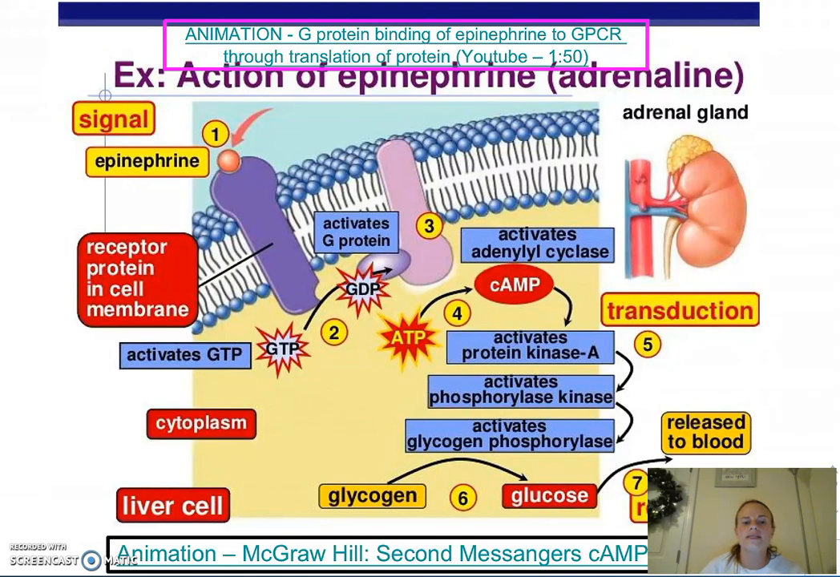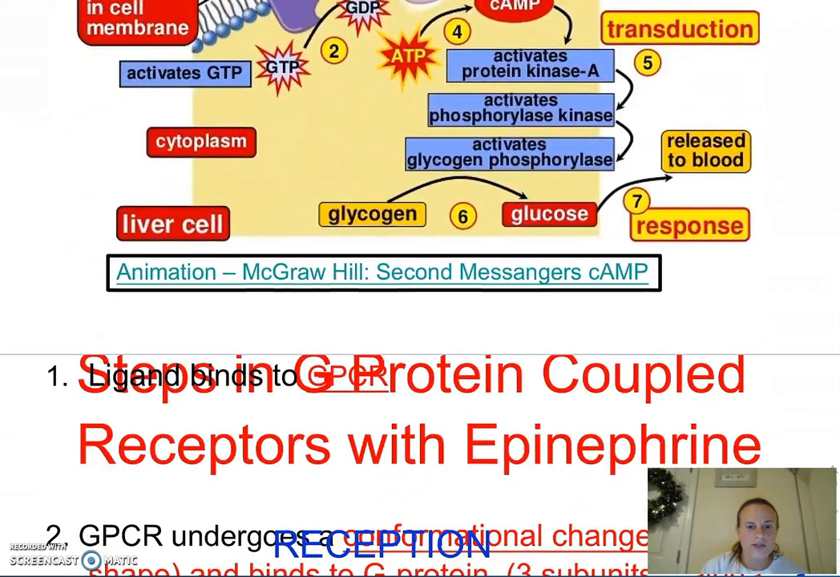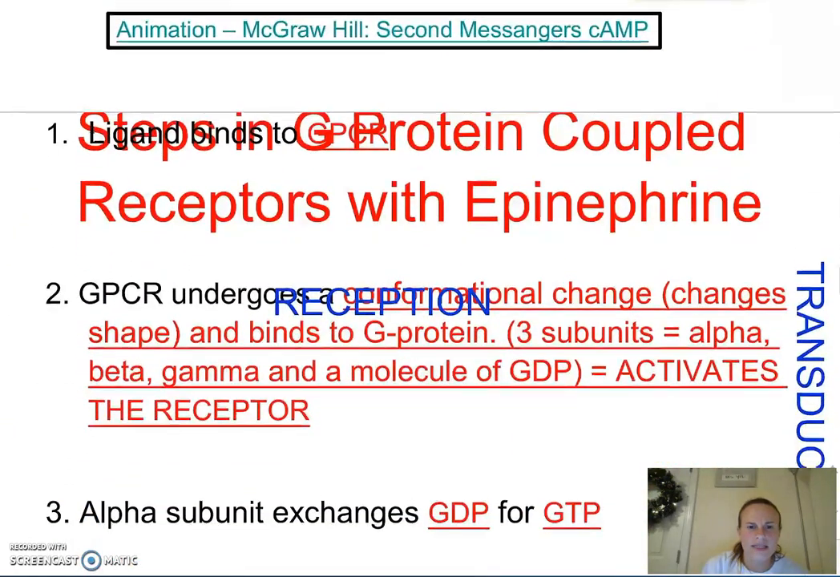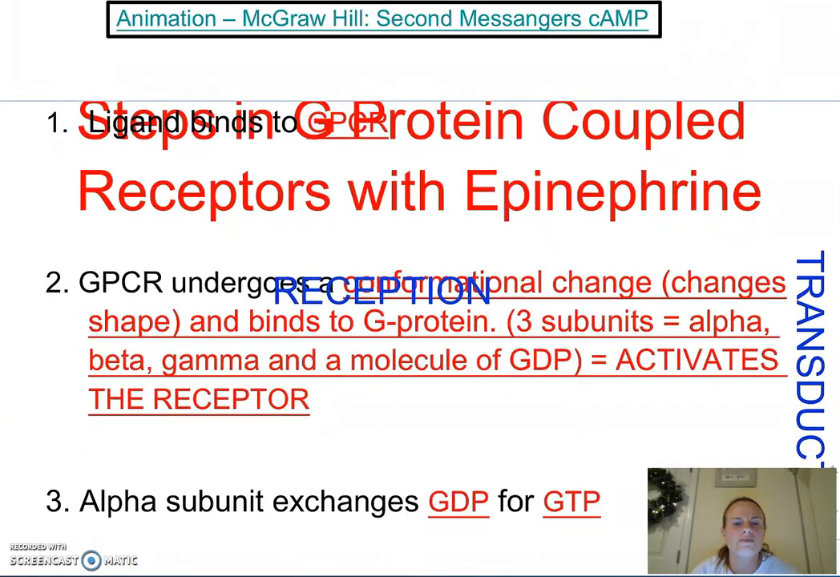So let's take a detailed look at the action of epinephrine. The first step is that the ligand binds to the G protein coupled receptor. That would be your reception. That G protein coupled receptor then undergoes a conformational change.